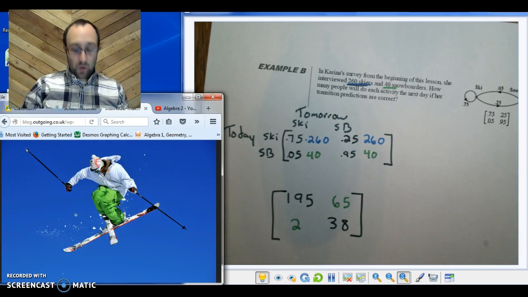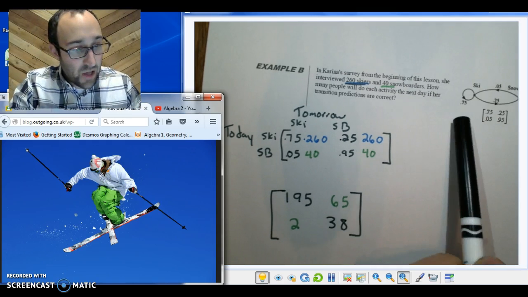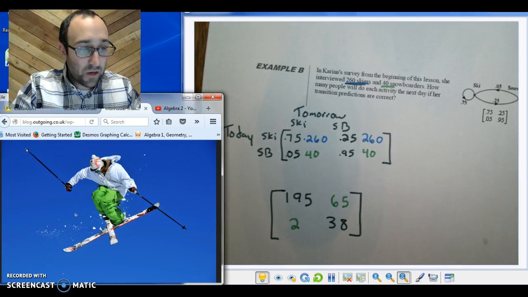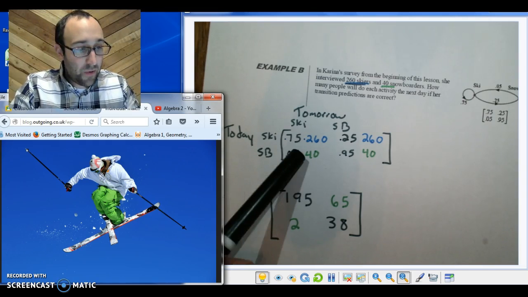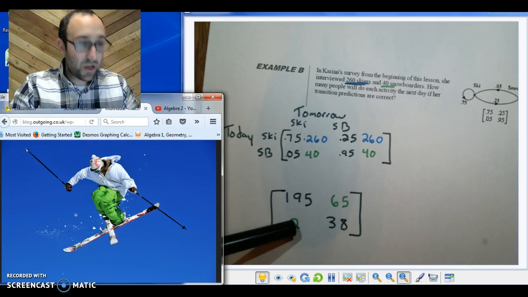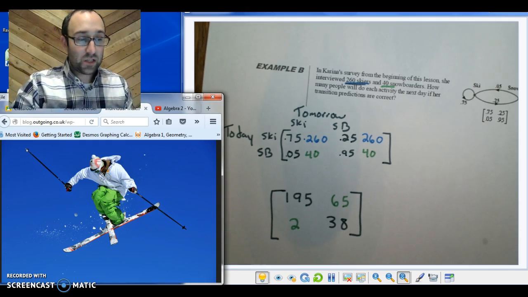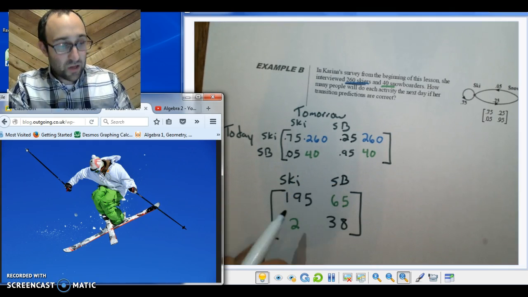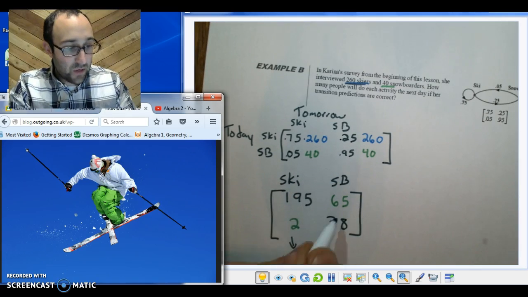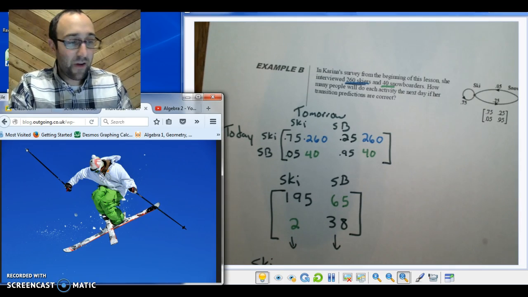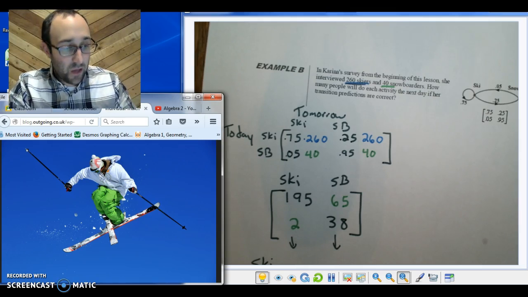Now, did we answer the question that it's asking? Let's read what it says. How many people will do each activity the next day if her transition predictions are correct? So what we have is this many people are going to ski, this many are going to snowboard. So these are going to be the skiers the next day. These are going to be the snowboarders the next day. So if we want to even write that out, ski, snowboard. It says how many are going to do each. We're going to add these two together, add these two together. So skiers should be 195 plus 2. I'm not getting my calculator for that. There should be 197 skiers.